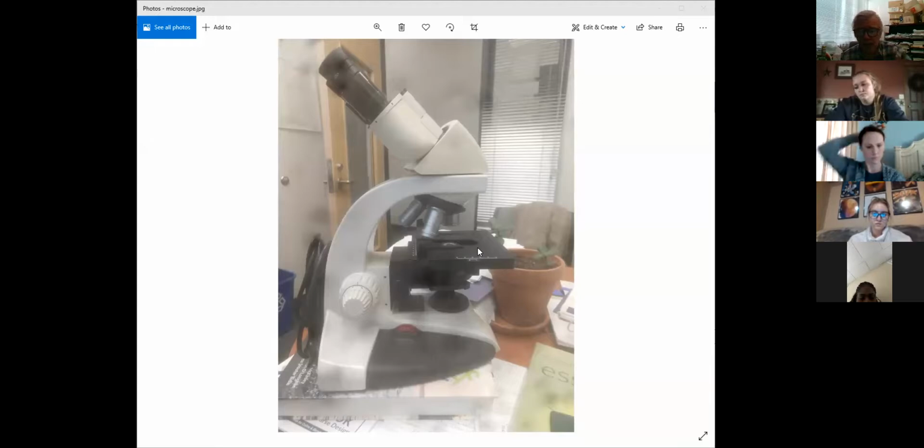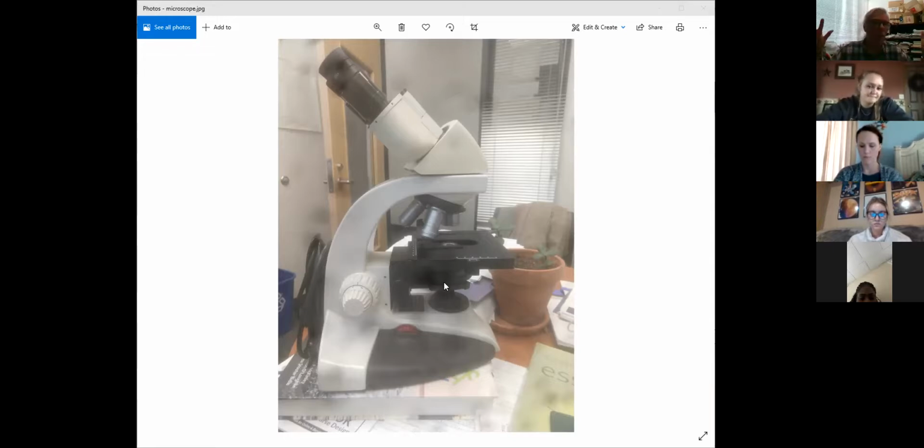You put the slide on the stage. You put it between the arms. You grip it with the holder. You move the slide so that the middle of the slide is in the beam of light coming up from below. And then you switch to low power.